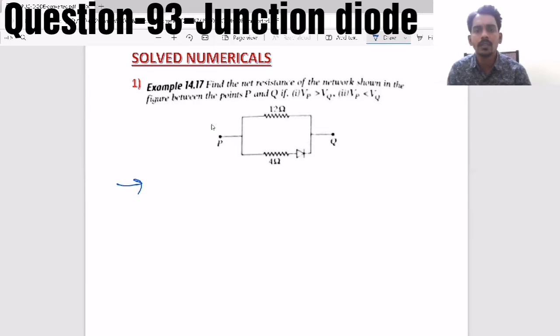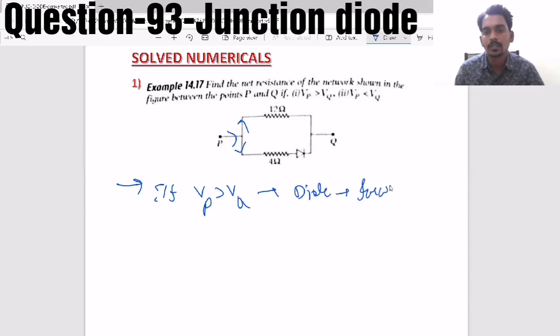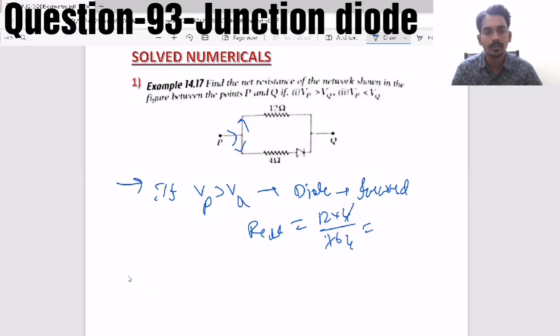Like, find the net resistance of the network shown in the figure between the points P and Q. If Vp is greater than Vq, then current will flow from here and it will divide. Then the diode will be in forward bias. Therefore, the two resistors will become parallel. So R effective will be 12 into 4 by 12 plus 4, that is 16, so 4 3s are 12, which gives 3 ohm.